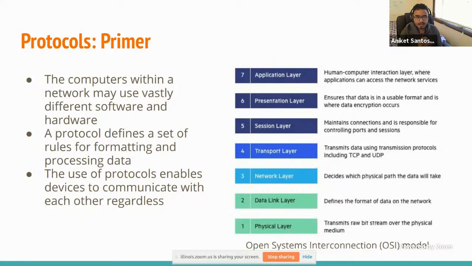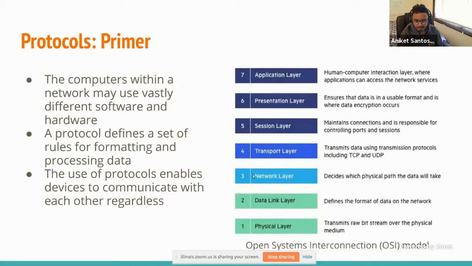Two devices can communicate with each other using wireless media as well. So Wi-Fi is again a physical layer protocol by which you can communicate between two devices wirelessly.